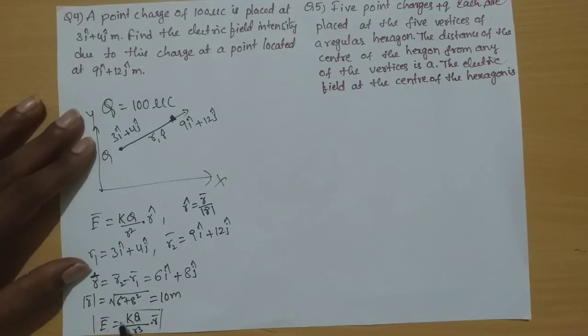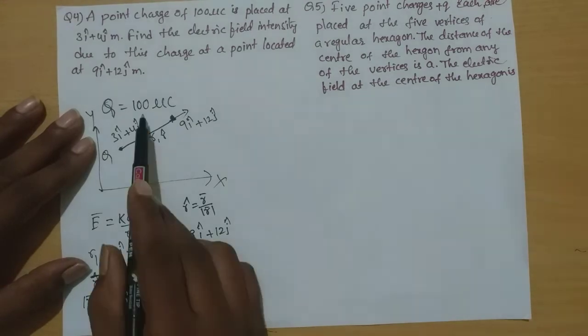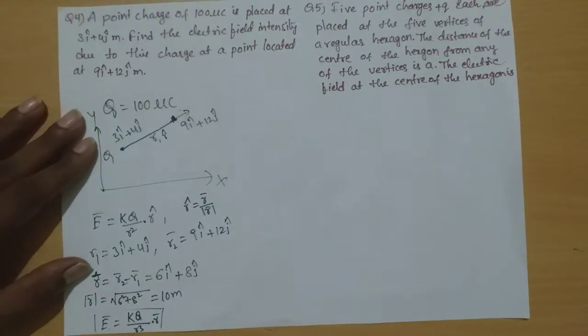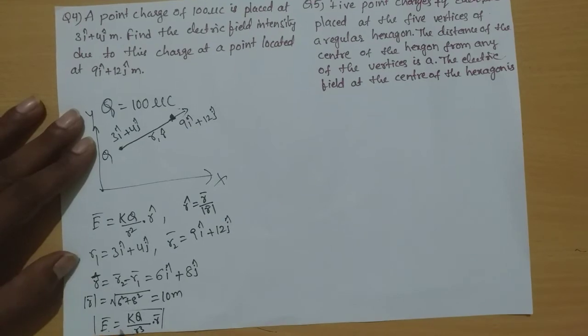Substitute the k value, 9 into 10 power 9, the q value, 100 microcoulomb, means 100 into 10 power minus 6, by r cube. R is nothing but the magnitude, which we got here as 10 cube, into the r bar value we already found. This is 6 i cap plus 8 j cap.